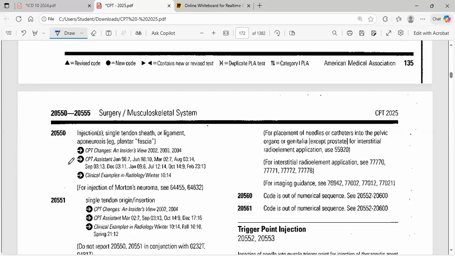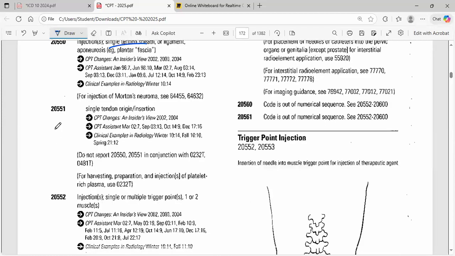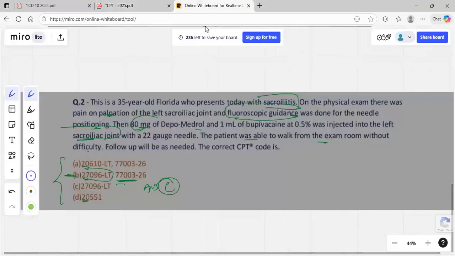And if we talk about 20551, this is a tendon injection. So this series is for the trigger point injection. So if there is a trigger point injection or a tendon injection, then only you have to use this series. So the answer should be C. Is it clear to you? Yes, ma'am. Okay. Any other questions? No, ma'am. I'm moving further.